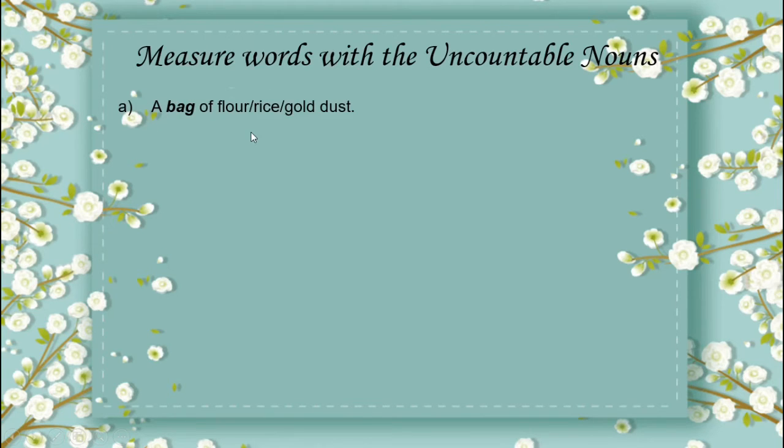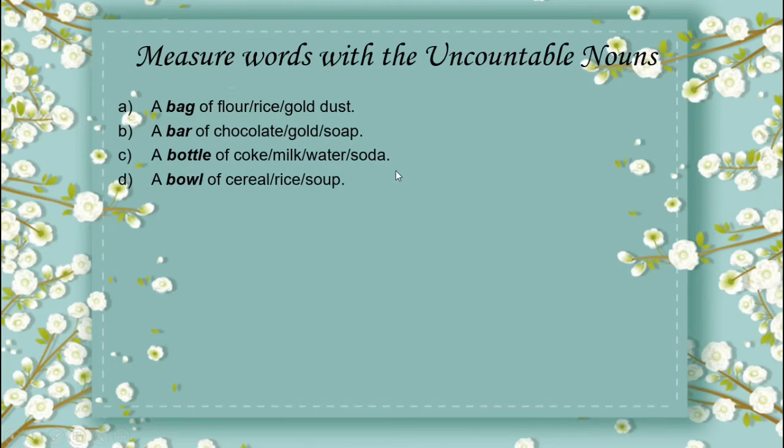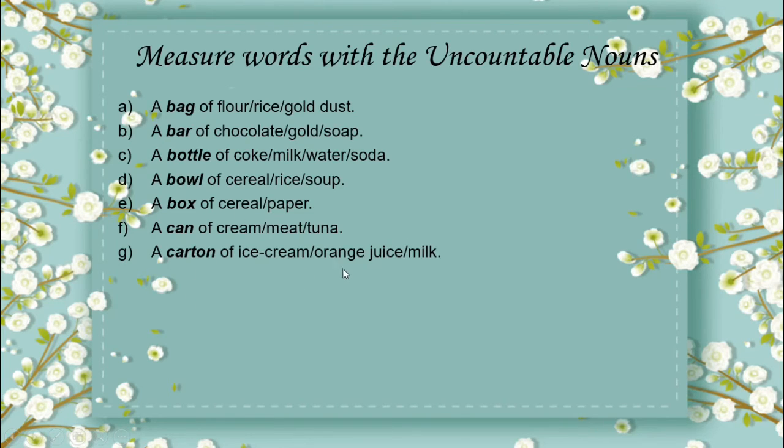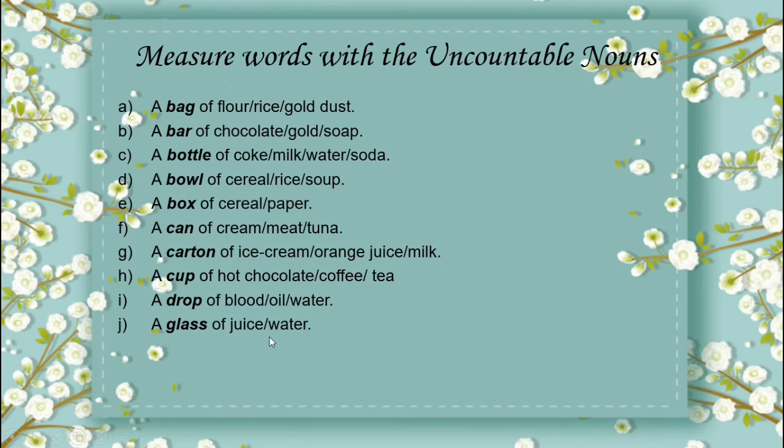First, a bag of flour, rice or gold dust, a bar of chocolate, gold or soap, a bottle of coke, milk, water or soda, a bowl of cereal, rice or soup, a box of cereal or paper, a can of cream or meat or tuna, a carton of ice cream or orange juice or milk, a cup of hot chocolate or coffee or tea, a drop of blood or oil or water, a glass of juice or water, a grain of rice or sand or truth, a jar of honey or jam or peanut butter.